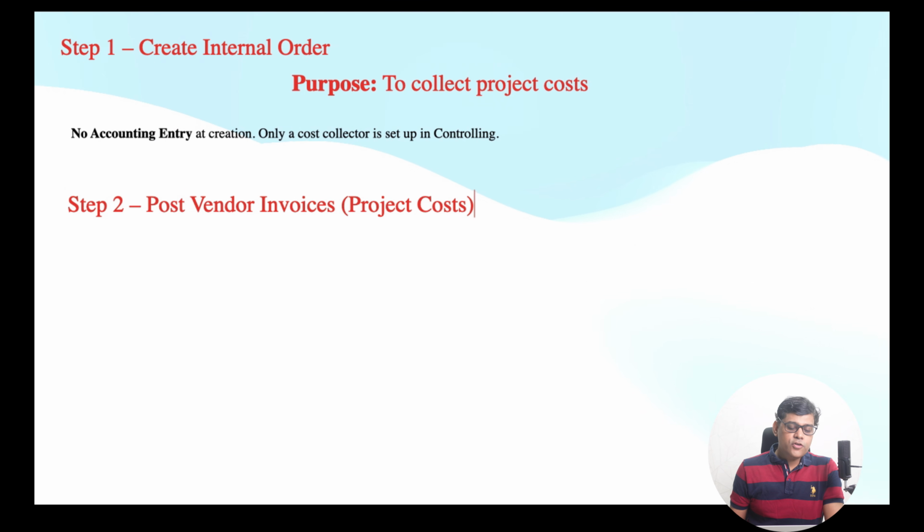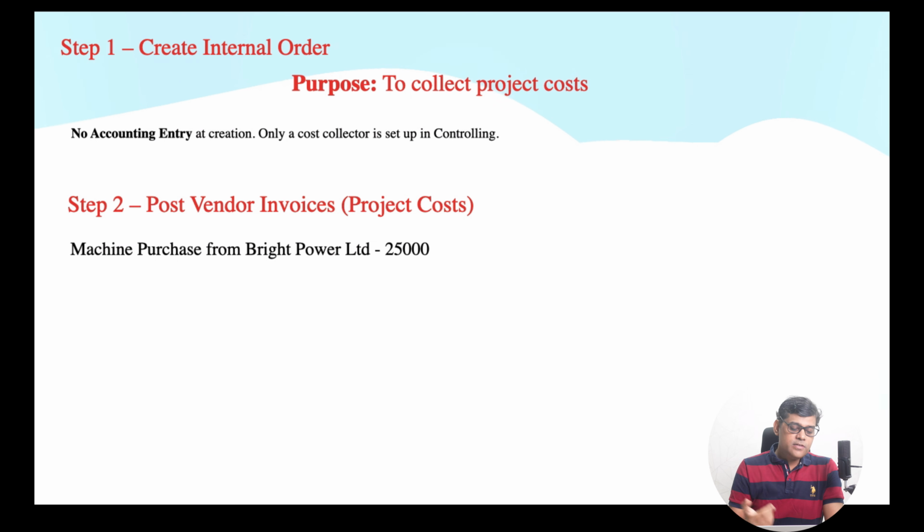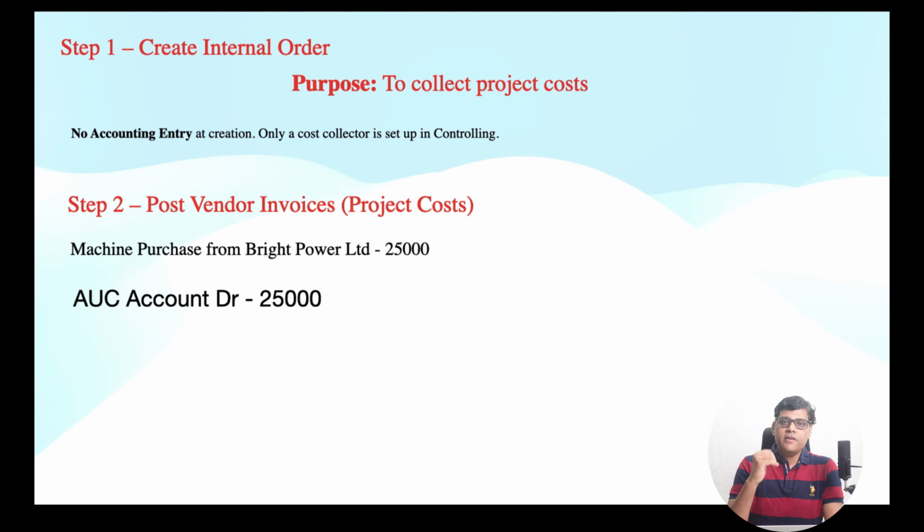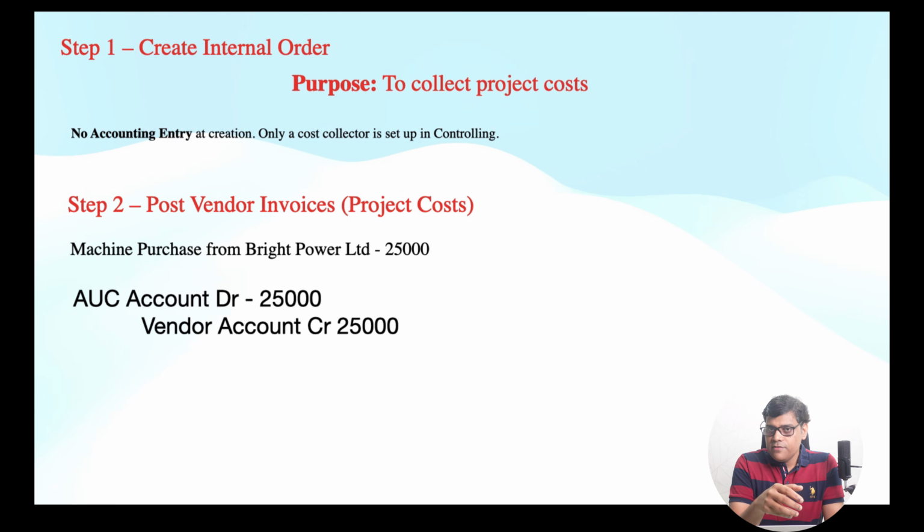Then step 2, we are going to post vendor invoices. In my example I am going to post 3 transactions. First transaction, I am going to purchase the machine from, let's say, this vendor Bright Power Limited, and let's say this machine cost is 50,000. We are going to purchase it through logistics, that means through a purchase order. The accounting entry will be AUC account debit and vendor account credit. But here in S4 HANA, technical clearing will also be there. Once I am in the document, I will show you. So 25,000 we are going to record as cost with internal order, no asset.